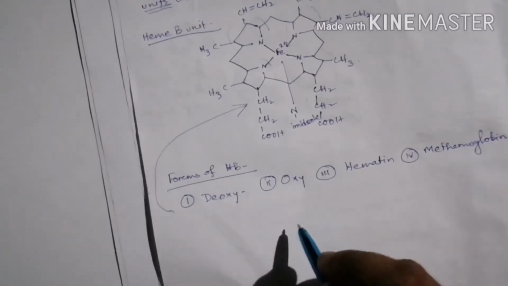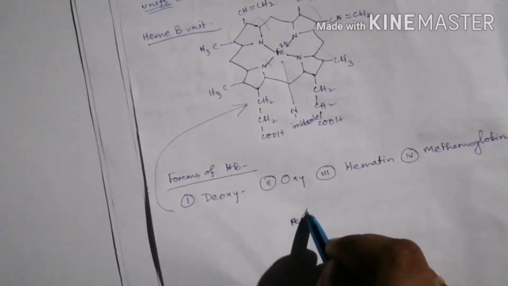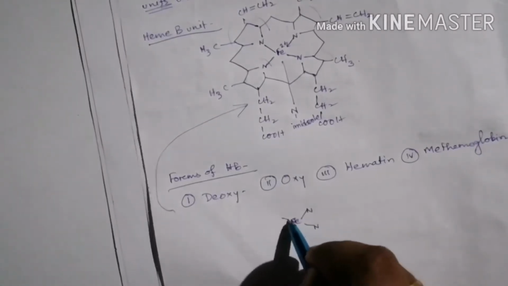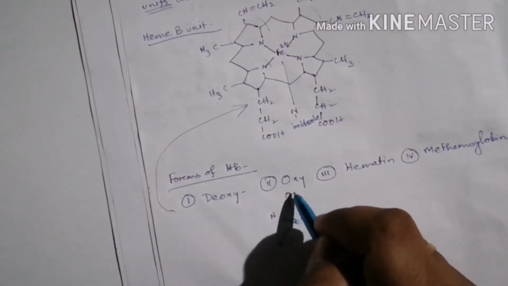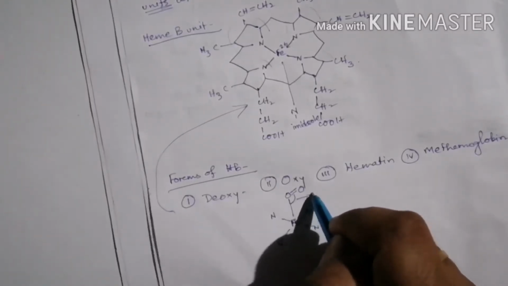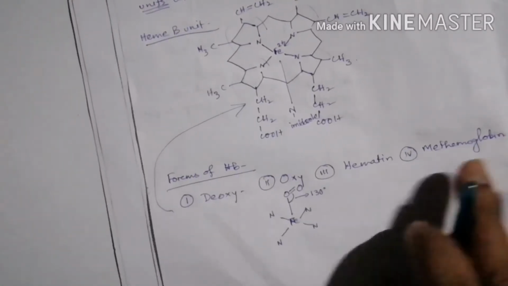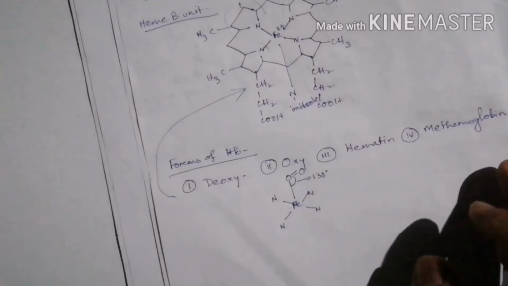In the oxy form, the iron atom coordinates to the oxygen in a bent fashion, and this angle is found to be 130 degrees. In later videos we'll be talking about hematin and methemoglobin. So for now this is not required.